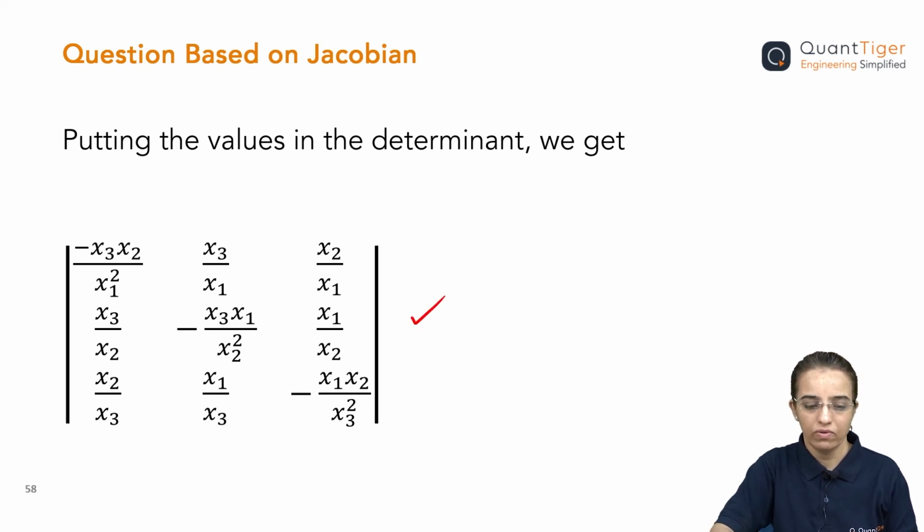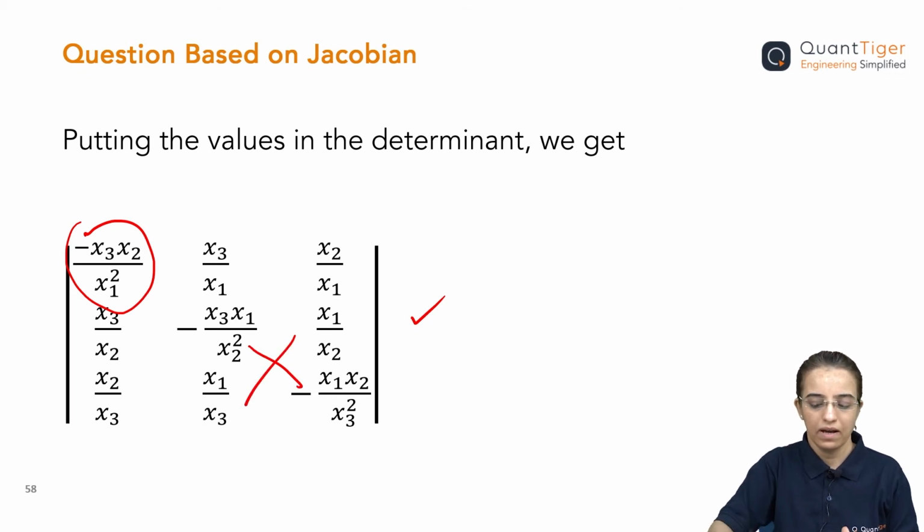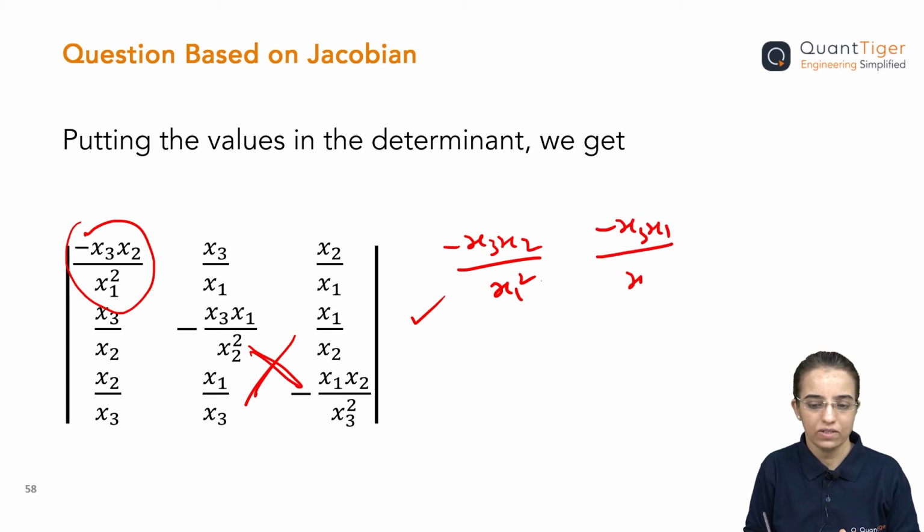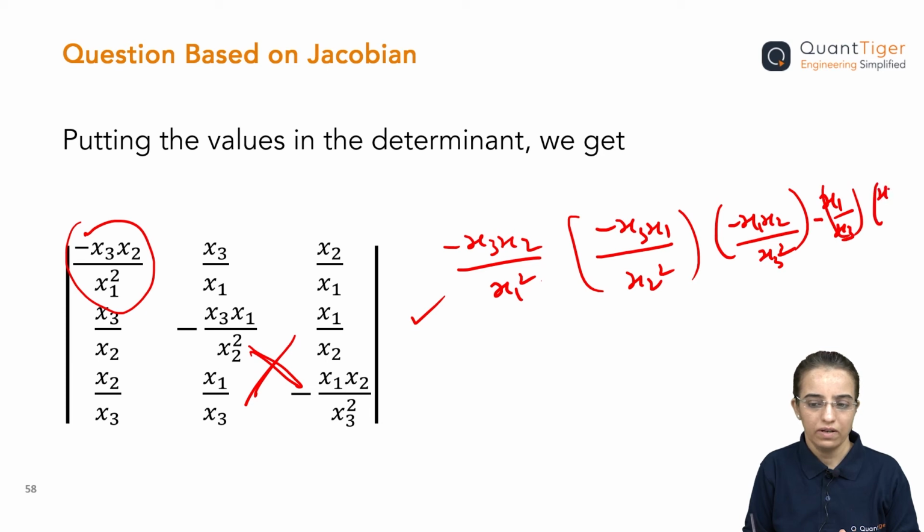After this we have to simplify the determinant by using the rules of determinants. First we take this number, then we multiply these two and subtract them, and similarly we do for the rest of the things, like here minus x3 x2 upon x1 square, and we simply do the cross multiplication of this one, minus x3 x1 upon x2 square into minus x1 x2 upon x3 square, minus the product of this one, x1 x3 into x1 x2. This will be multiplied with this one.